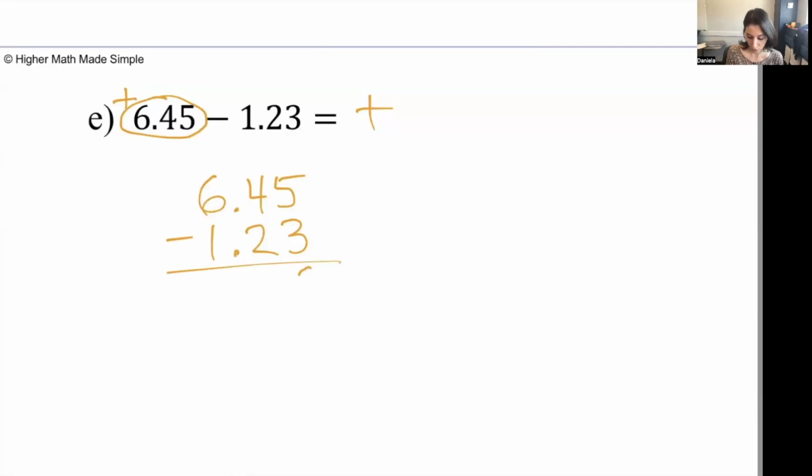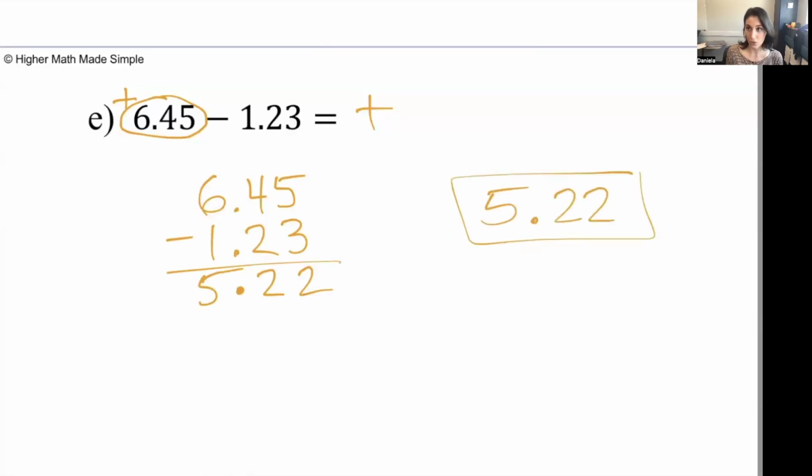So 5 minus 3 is 2. 4 minus 2 is 2. Make sure that you stack, everything's organized, the decimals, and then 6 minus 1 is 5. And again, we already know, as I said before, that it is going to be a positive answer.